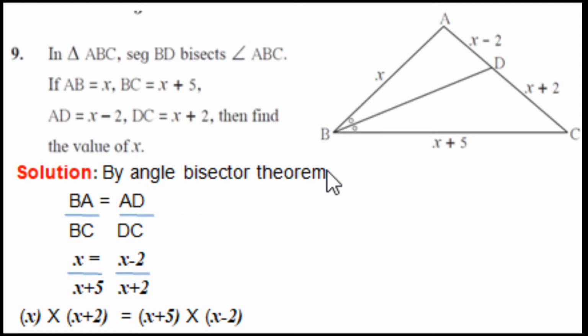Now, as there is an angle bisector, we are using the angle bisector theorem. So by the angle bisector theorem, BA upon BC is equal to AD upon DC. BA is x, BC is x plus 5, AD is x minus 2, DC is x plus 2. Then we cross multiply it: x into (x plus 2) equals (x plus 5) into (x minus 2).